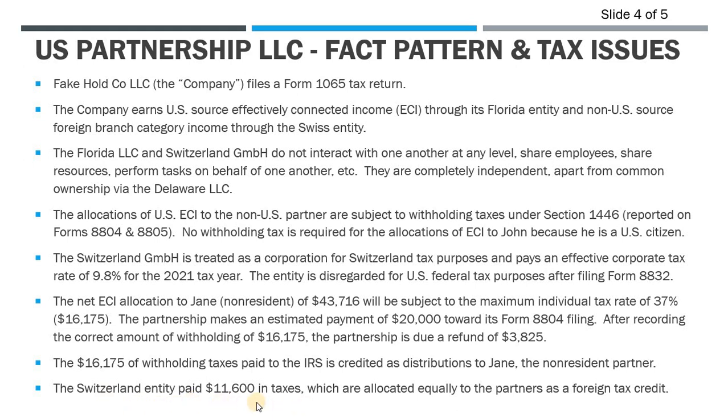Now, the Swiss entity paid $11,600 in taxes. So remember, we have a Swiss corporation. It's engaged in business within the country of Switzerland, so they owe Swiss corporate income taxes. So they paid $11,600 in taxes on their earnings. And because this is a DRE, everything is flowing up to the partners. And so what we're going to see is the $11,600 is being allocated equally to each of the partners as a foreign tax credit.